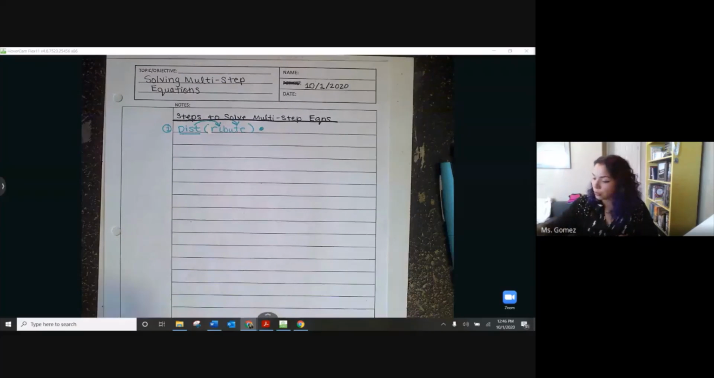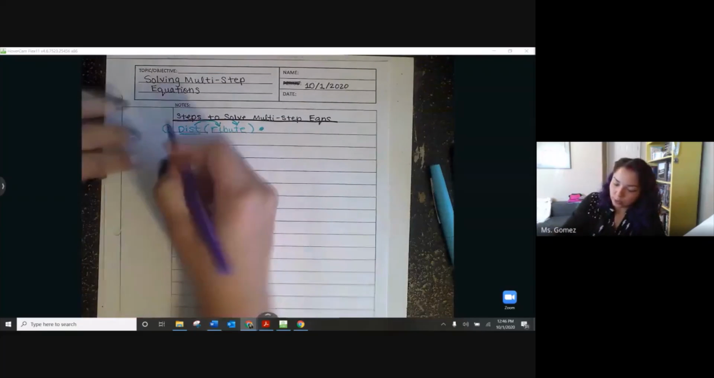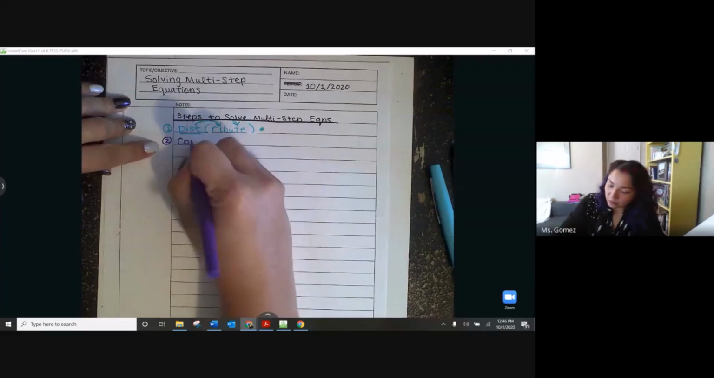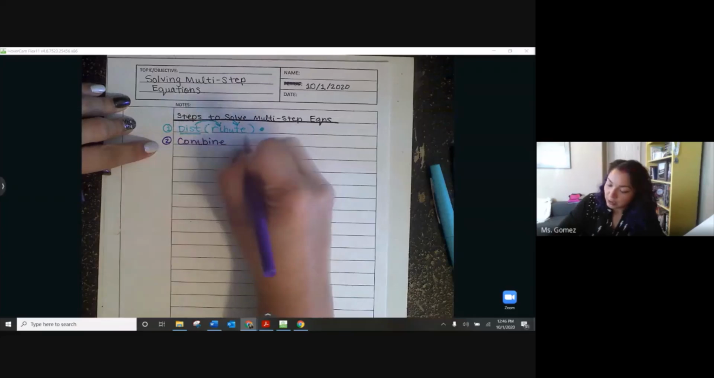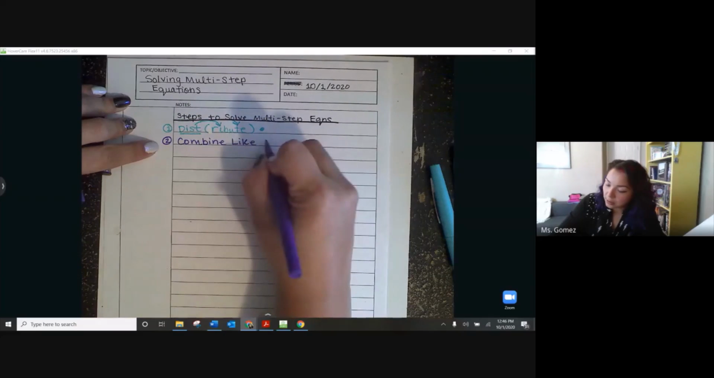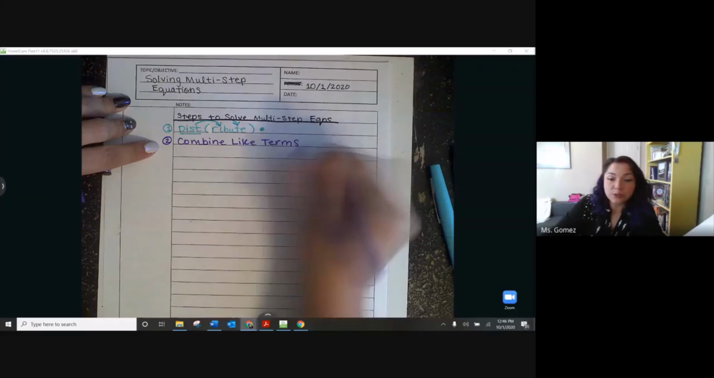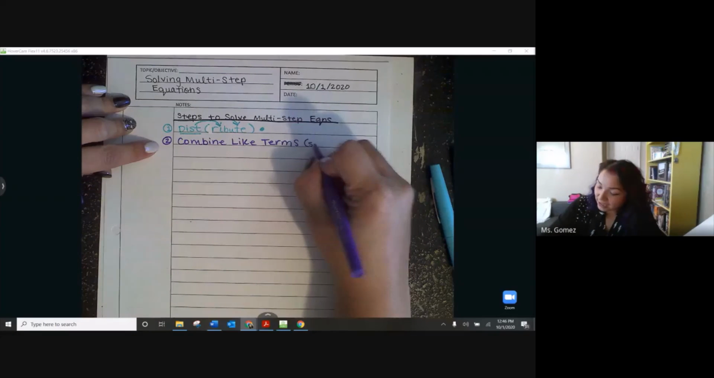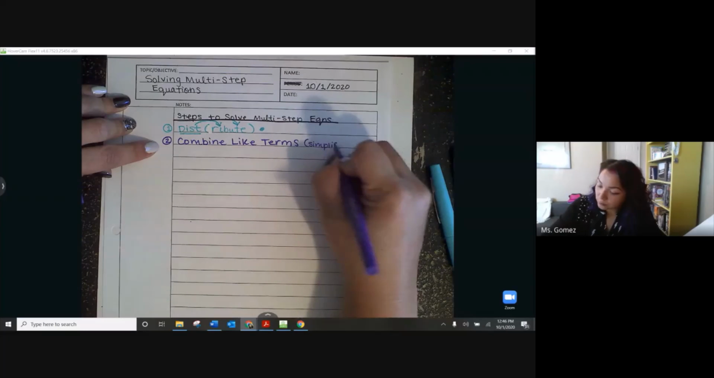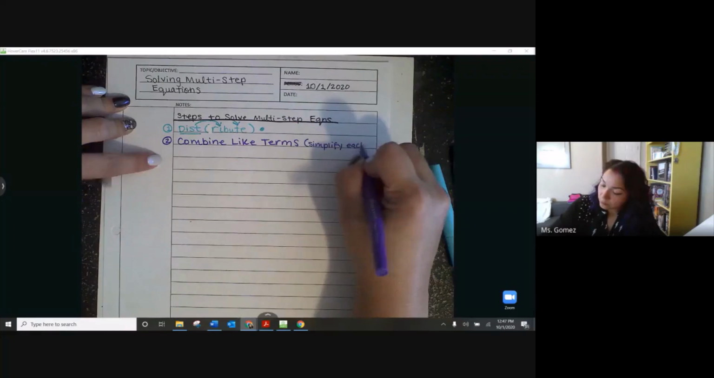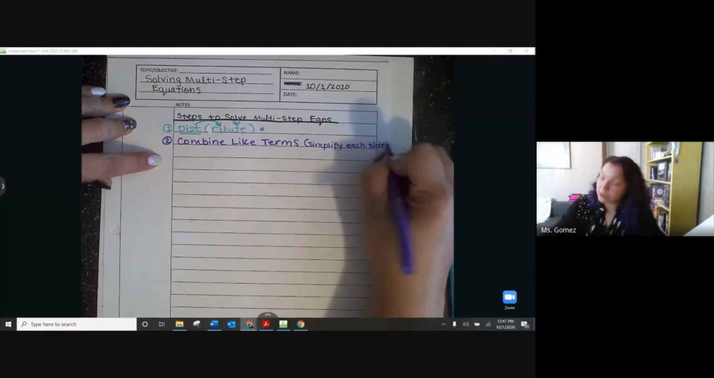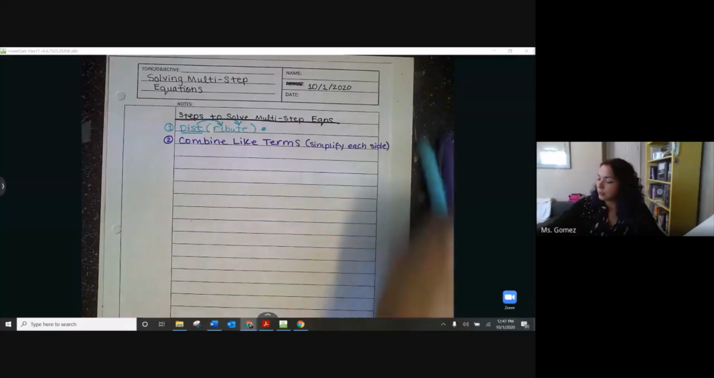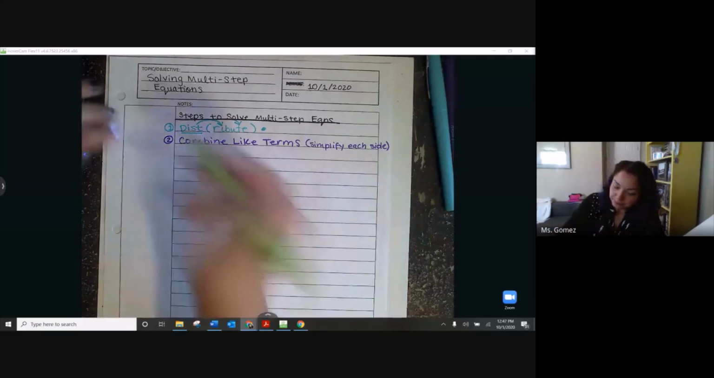Step 2. I want that one in purple. Step 2 is going to be combine like terms. And more specifically, I'm going to say simplify each side. Simplify each side. That kind of looks like a dark blue. Sorry about that.